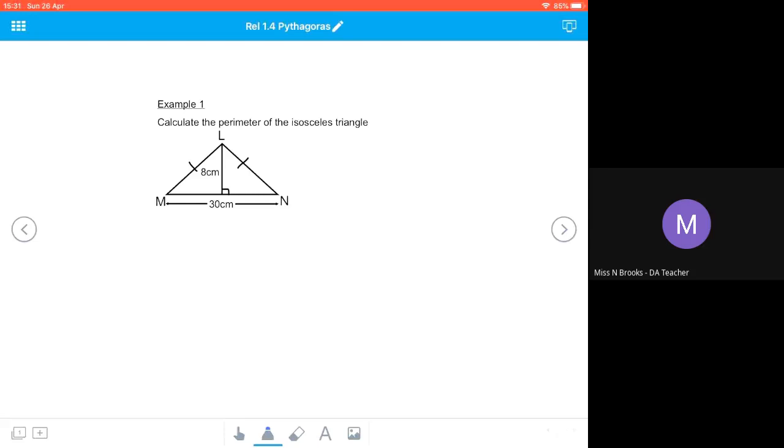So when we're problem solving, we're using the properties of shapes in order to help us to form ourselves a right-angled triangle and then use Pythagoras to work out the information that we need. So we're being asked to calculate the perimeter, so let's highlight that word, perimeter of the isosceles triangle. So the perimeter is the distance around the outside of the shape, so we're adding the three sides of the triangle together. Now at the moment, we've only got the base of our triangle, which is 30 centimeters.